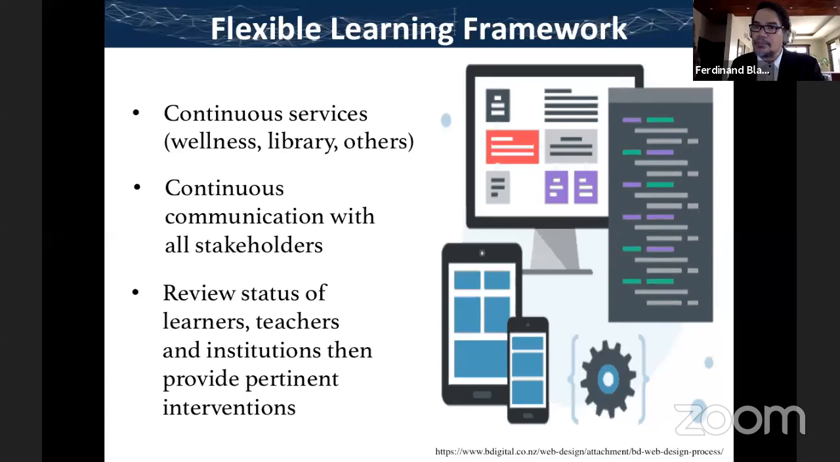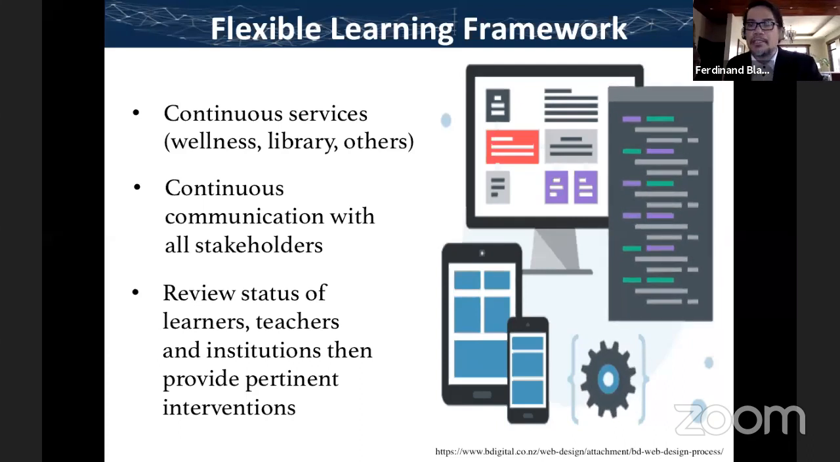What is the status of our learner? This could be done formatively or summatively. But not summative, because that's like the end already. But there should be a continuous review of the status of our learners as well as our teachers and our institutions. Institution being, are we able to provide support for our teachers, or the bandwidth that they need?